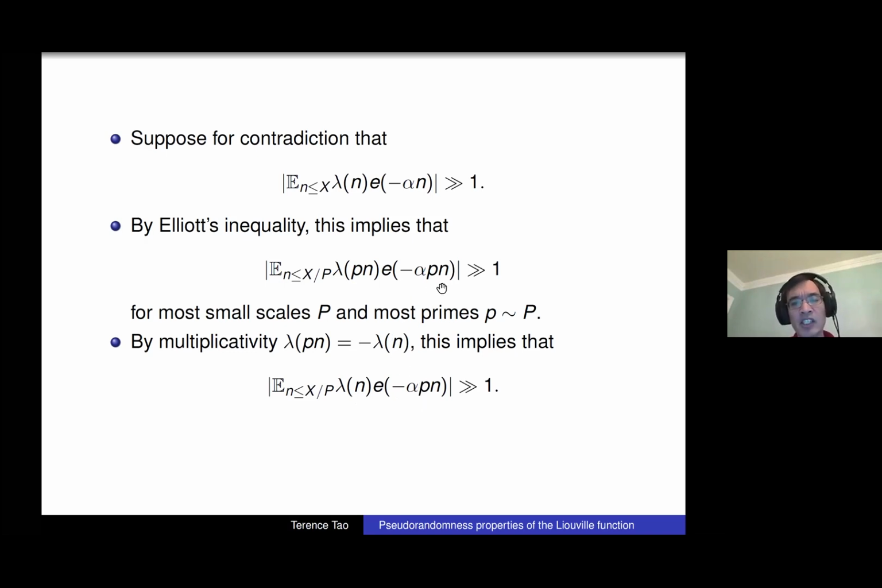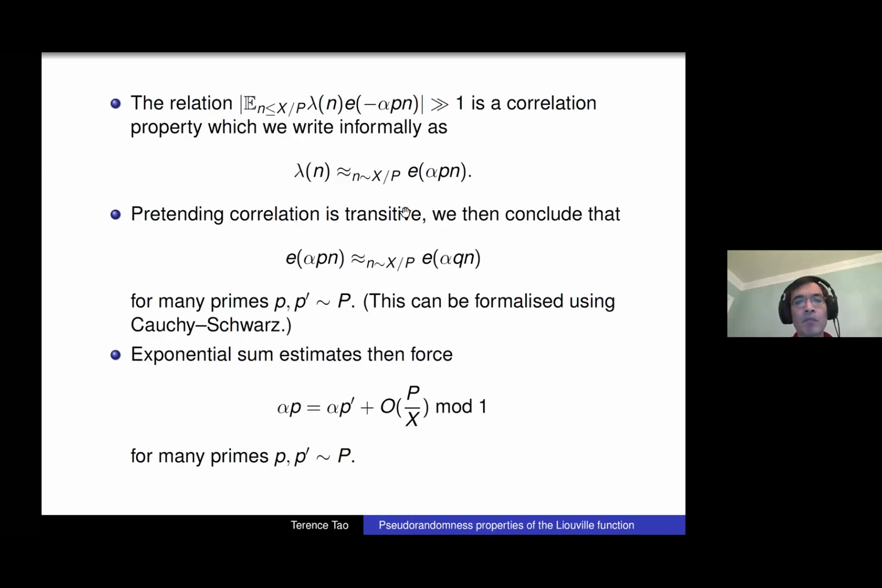So because of this dilation invariance, once you have a large Fourier coefficient at alpha, you also have a large Fourier coefficient at alpha p at a slightly different scale. But now you have many large Fourier coefficients, and so you can start playing games with that. So we have this large Fourier coefficient. Lambda correlates with e(alpha pn). So I'm going to write that in a formula. This function lambda has a correlation with this Fourier character here.